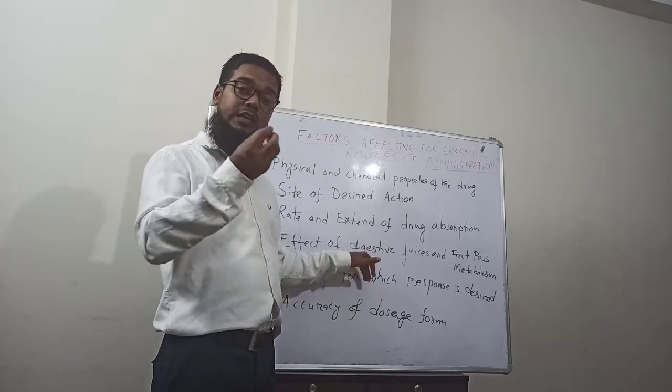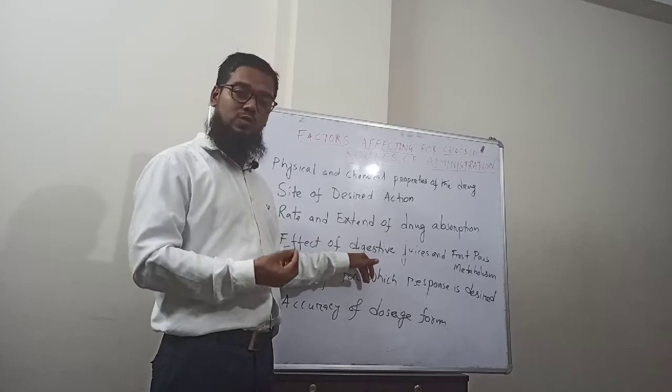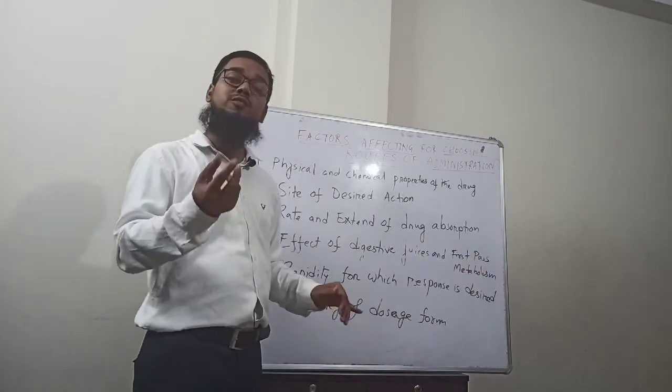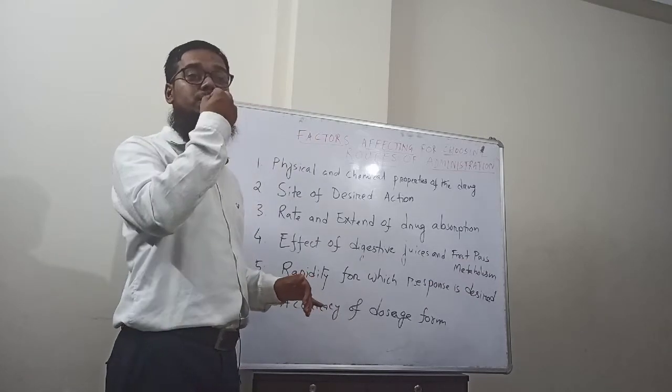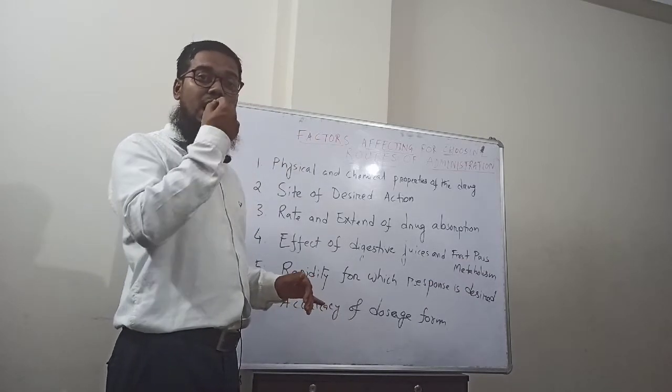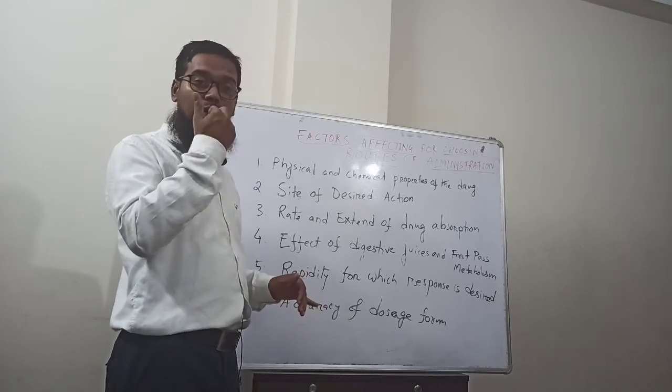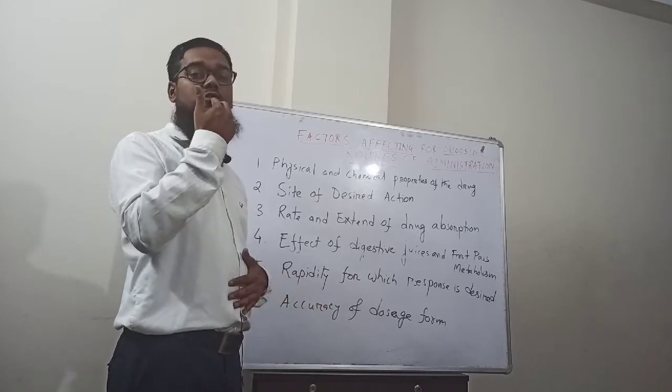If the drug is degraded by stomach acid, stomach juice, or it undergoes first pass metabolism, then a different route is chosen. For example, sublingual tablets: some drugs are given this way, they are absorbed in our mouth, so they are not affected by stomach juice.